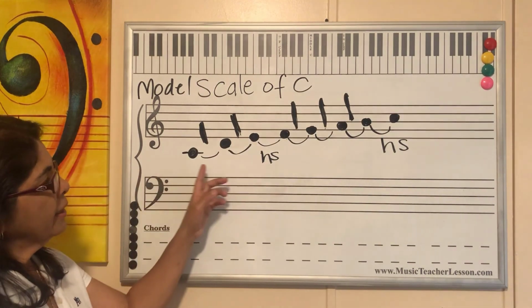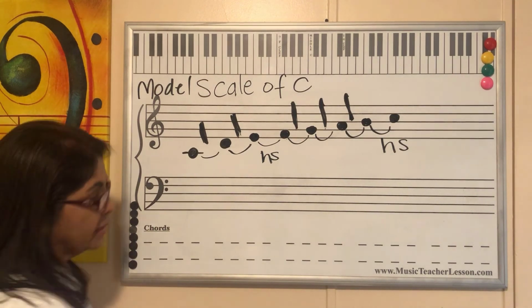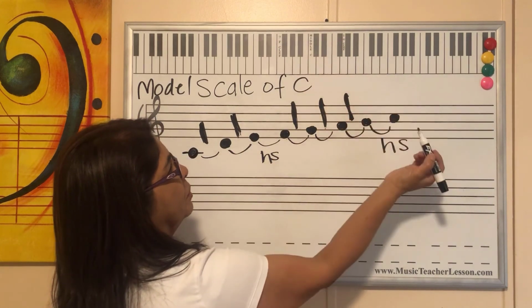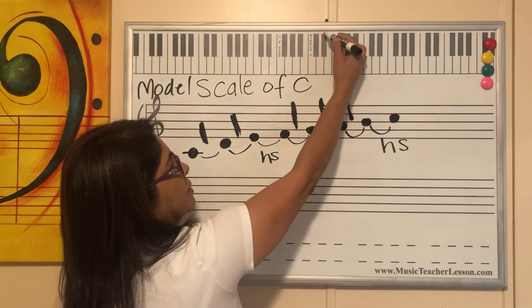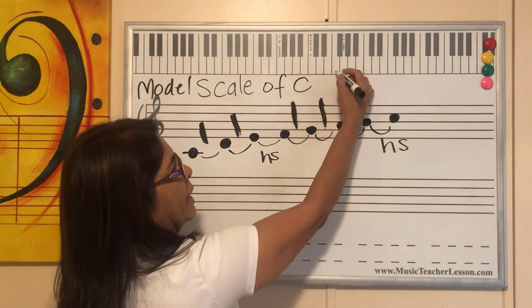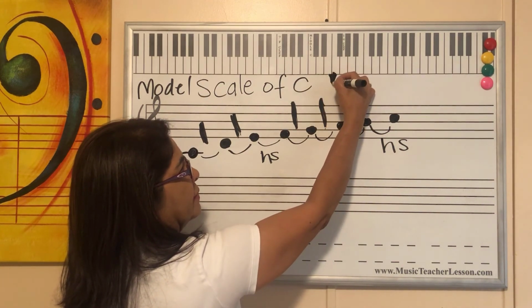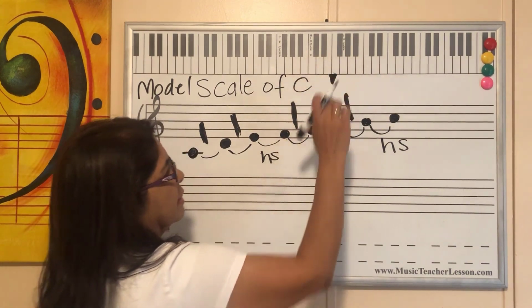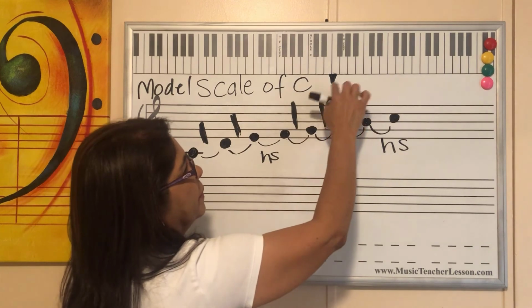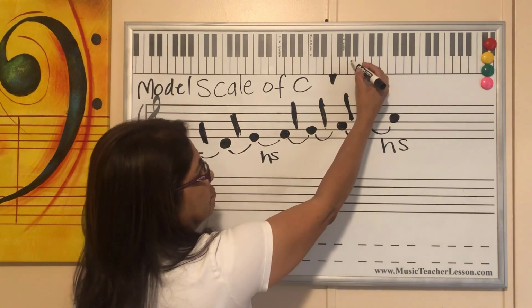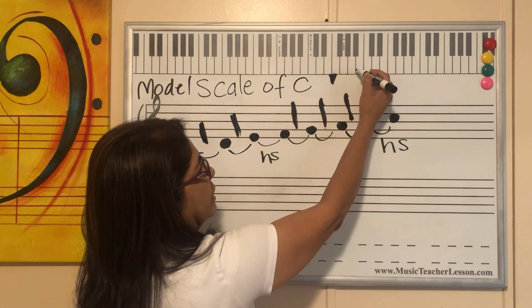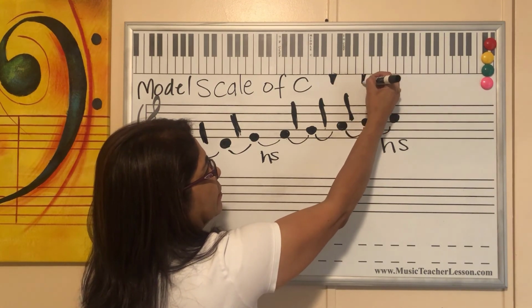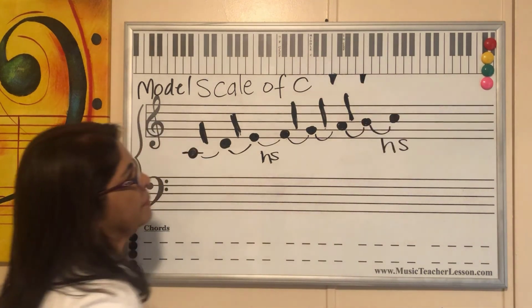So, the scale of C goes like this. C to D, C sharp in between. D to E, D sharp in between. E to F, nothing in between. See? Because there is a half step. We cannot break the half step. F to G, black key. G to A, black key. A to B, black key. B to C, we cannot break the half step.